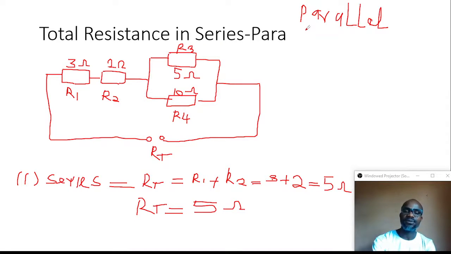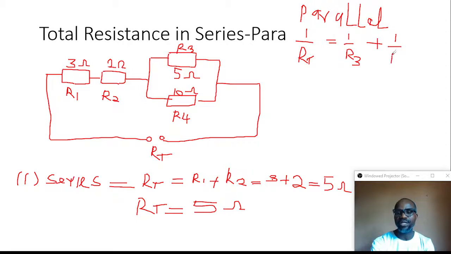The formula for calculating parallel resistance is 1 over RT, right? Good. Then it's equal to 1 over R3, according to the numbering, R3, and then plus 1 over R4, okay? Then after which we substitute. Very simple. So how do we substitute?